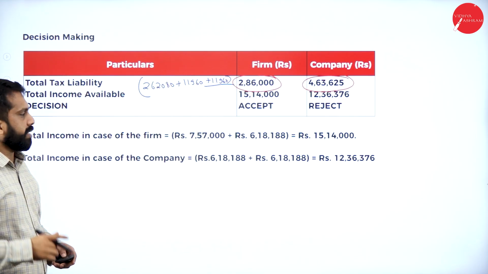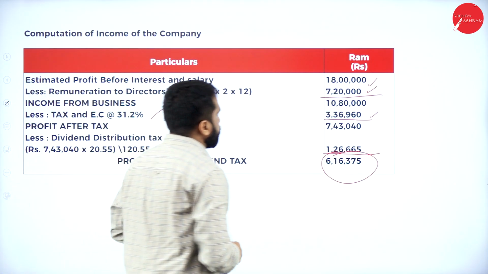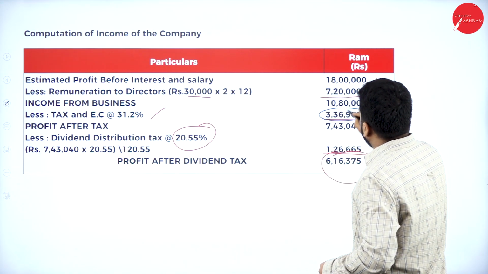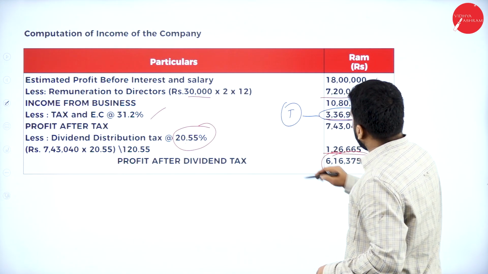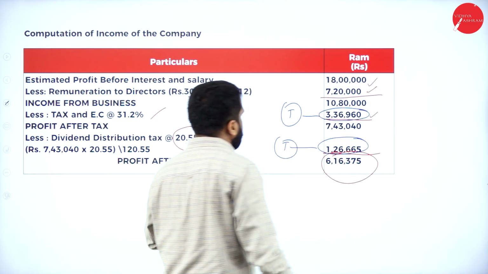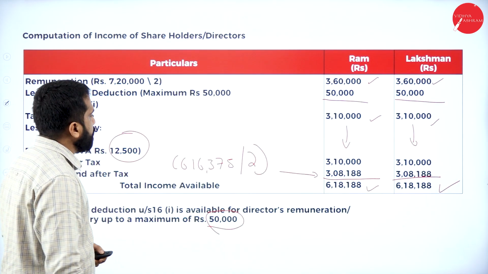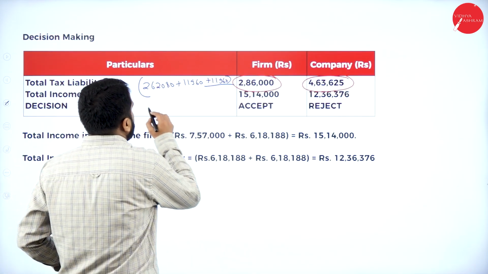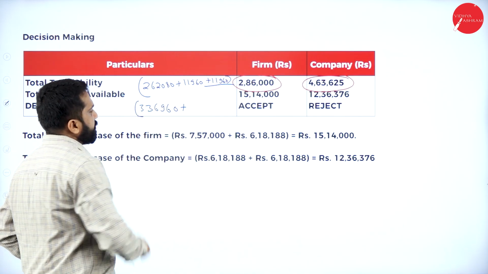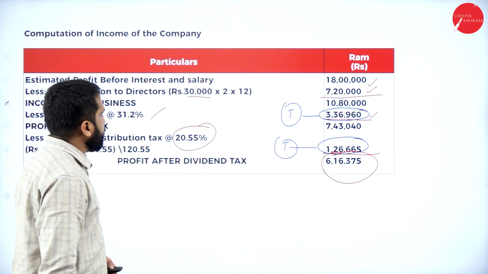What is your tax rate? I'll show you. Your company tax rate is only 1. So your income tax 3,36,000 and one more DDT is 1,26,000. 3,36,000 and 3,36,960. 3,36,960 plus 1,26,665.